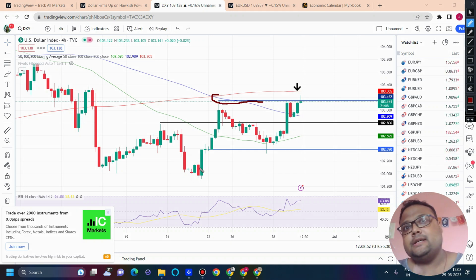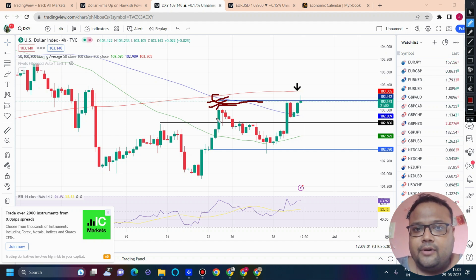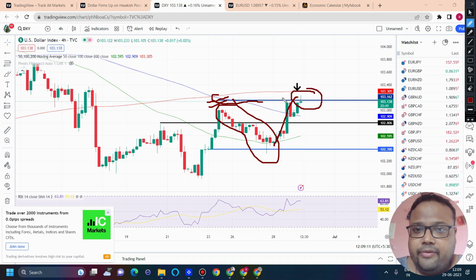As we have already discussed, if DXY really wants to continue the upside, it will have to cross the previous high here. After a deep correction, DXY is trying to recover. DXY is trying to continue the upside, but facing some resistance around the previous high.